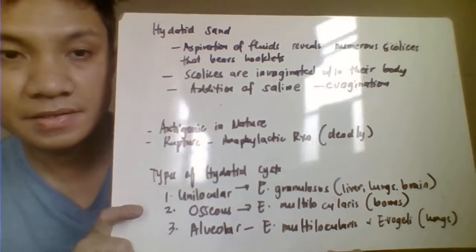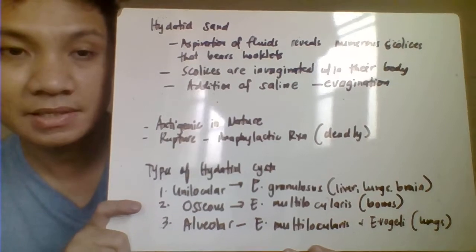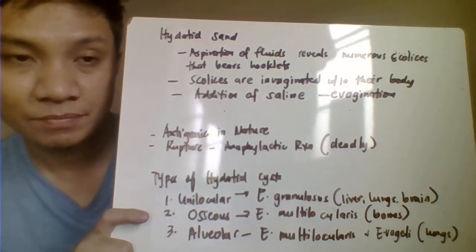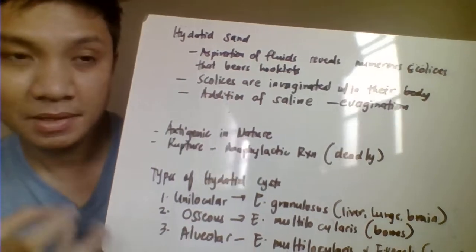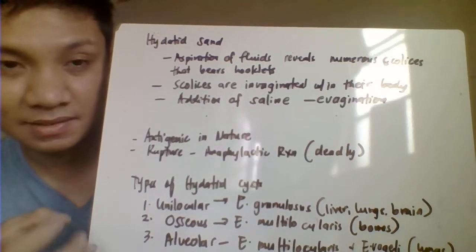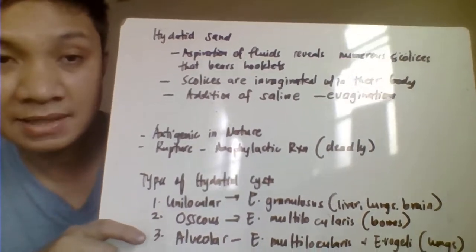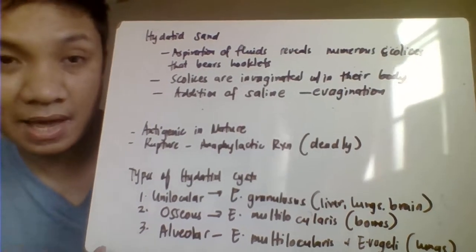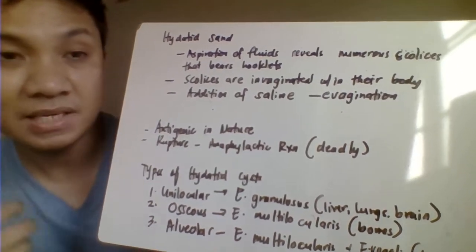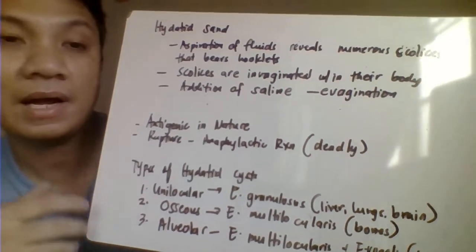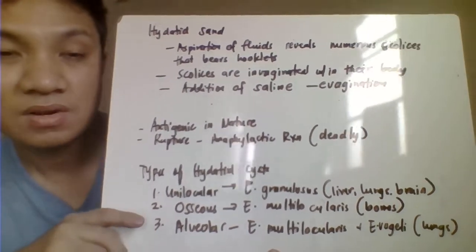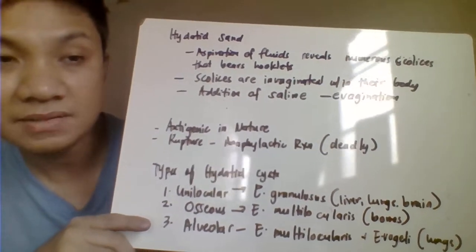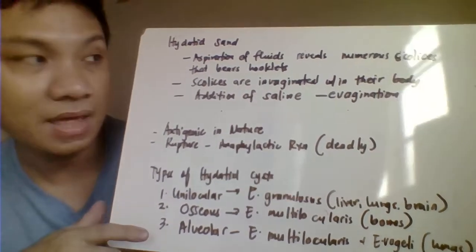Okay, then we have here the description of your hydatid sand. So hydatid sand, you could aspirate that one. When you aspirate your hydatid cysts, you're able to recover here the hydatid sand. Again, the hydatid sand contains your protoscoleces or scolex which are invaginated within their body. Nakatago ang kanyang suckers. But if you try to add that one with your NSS, they try to evaginate, lumalabas sila and we're able to see them.